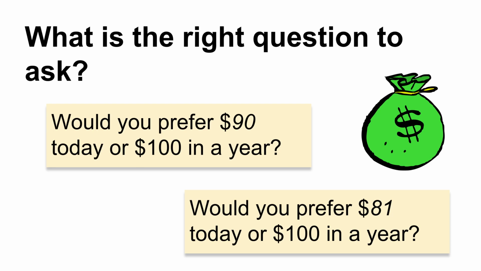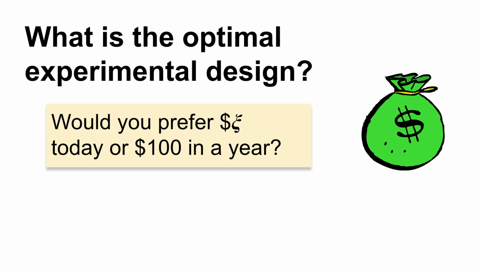To study that, we could ask a question of the form, would you prefer $90 today or $100 in a year? But obviously there are a lot of slightly different designs that we could choose for that question. So I've put another candidate design here. And what we really have is a continuous design space of possible questions parameterized by this design parameter, which I denote by Xi. And what we're looking for is the optimal design, the one that is going to be most informative, most useful, and help us study the underlying phenomenon most efficiently.